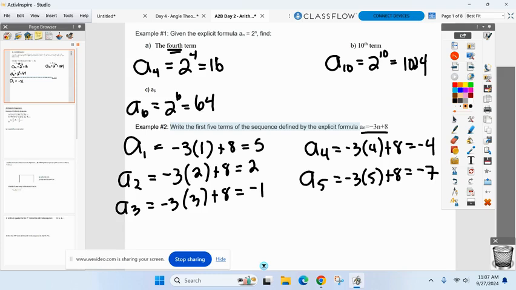Is there a way to find any number with your calculator for the first one? You just plug in one. Just got to plug in one.